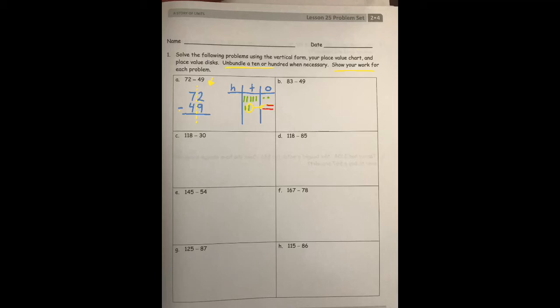The way you can easily see this when you're looking at it stacked up is you look at the floor. This is the floor, the bottom number. And if there's more on the floor, you have to go next door and borrow. So there's more on the floor. I don't have enough. So I need to go next door to the top number.